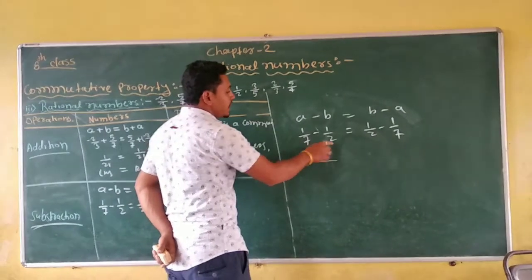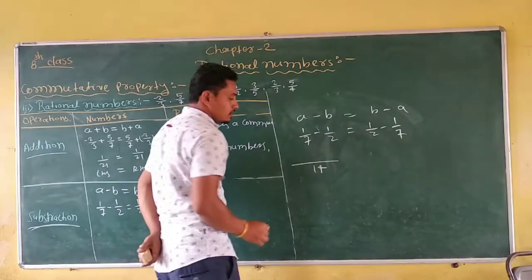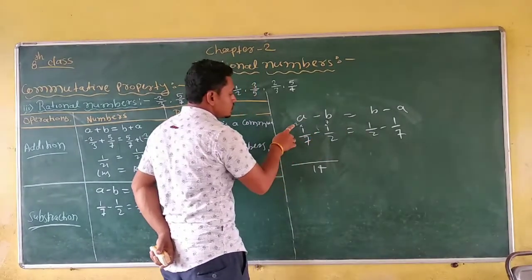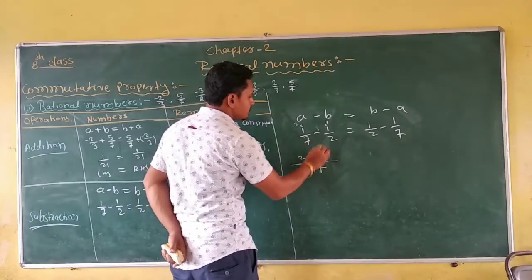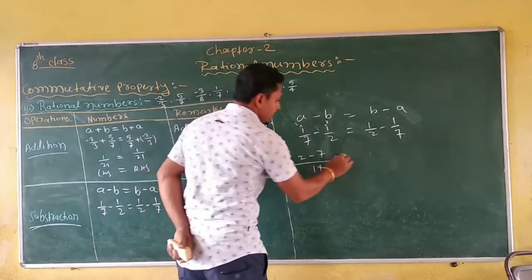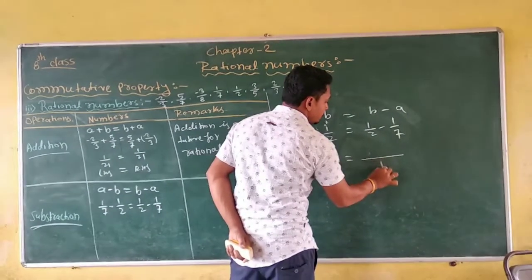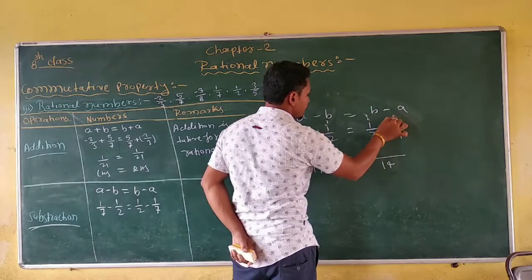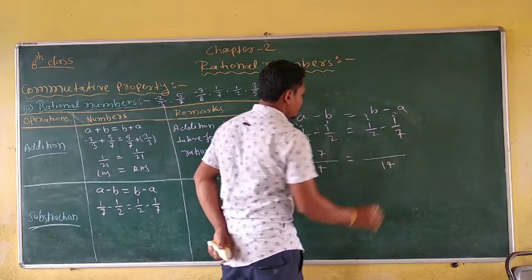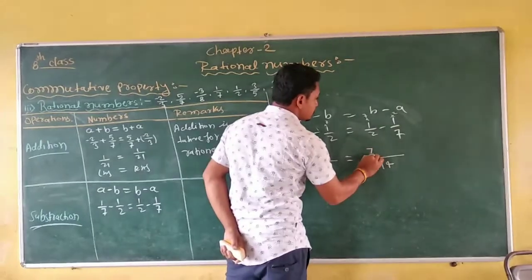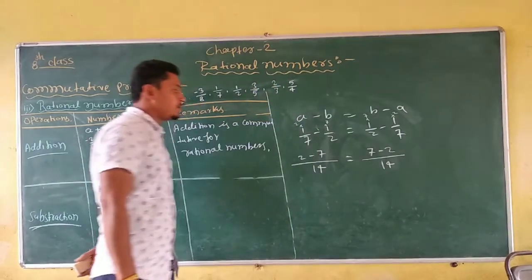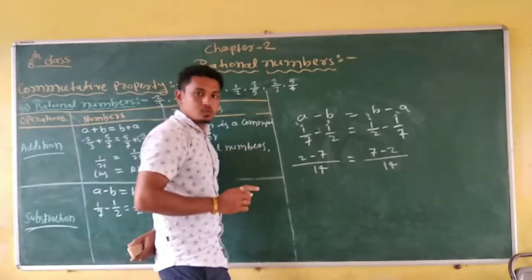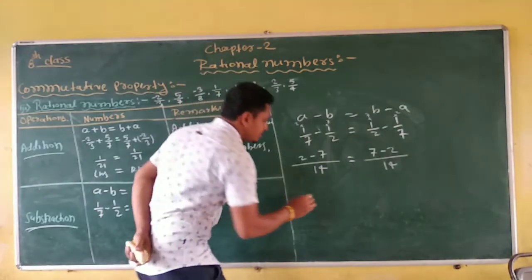Then the LCM of 7 and 2 is 14. 14 into 2 here and here into 7. So 2 into 1, 2 minus 7. Is it right? Next here, the LCM of 2 and 7 is 14, 14 into 7 here, and next here into 2. So here 7 minus 2. Next here, minus 7 plus 2, minus 5.